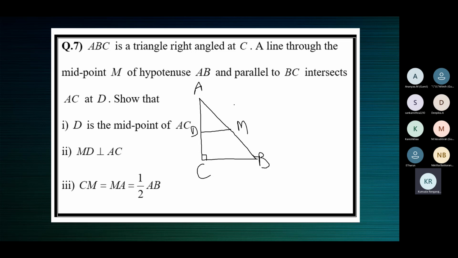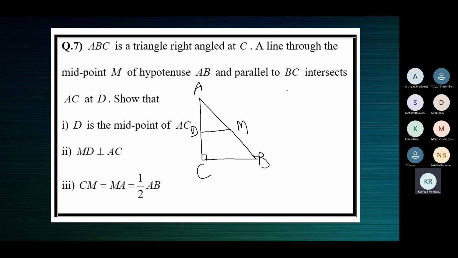So triangle ABC, right angle at C. AB is the hypotenuse. Obviously, if C is the right angle, then AB will be the hypotenuse. Okay, M is the midpoint of the hypotenuse AB. A line through the midpoint M of the hypotenuse AB and parallel to BC.